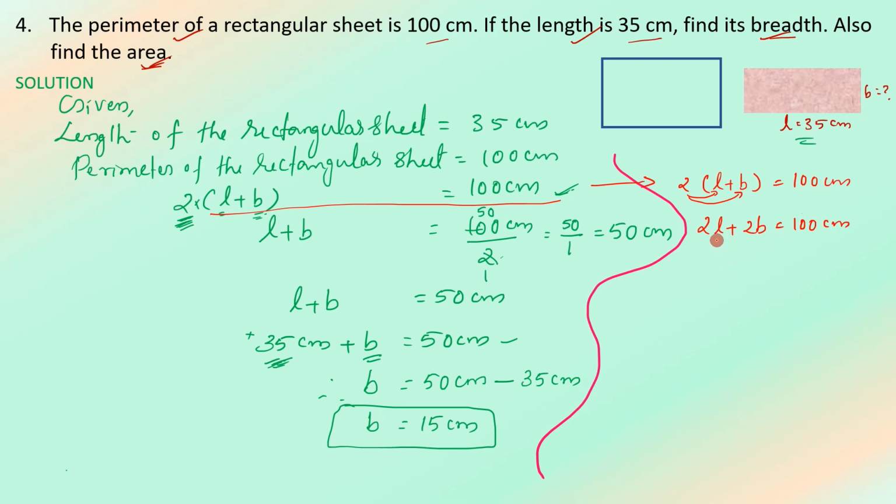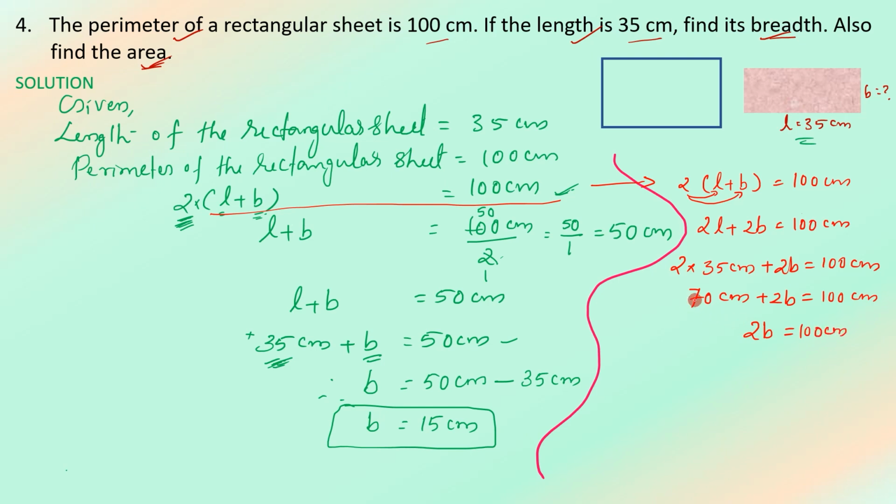Here I am going to substitute the value of L. If you want, you can do it later also. That is 2 into the length 35 centimeter plus 2B equals 100 centimeter. 2 into 35 is 70 centimeter plus 2B equals 100 centimeter. Here we want to get B alone, so first we will remove 70 from here.